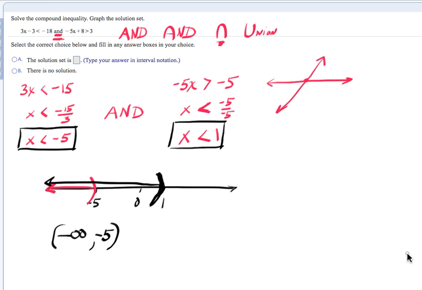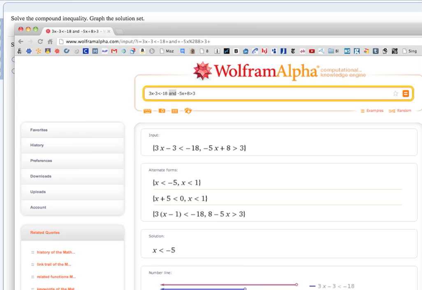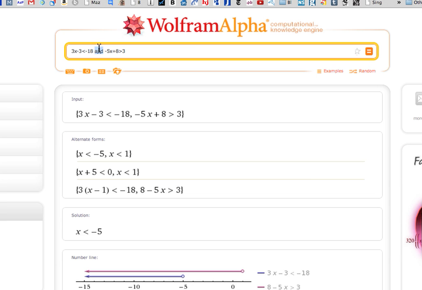Now, before I turn you loose, let me show you the Wolfram Alpha page. It can handle and, or. So here's the two inequalities, and is the connector. And notice the same solution here. Everything less than -5, excluding -5. And here's the x is less than 1 graph. Here is the x is less than -5 graph. And of course it's going to be the overlap, just like this.